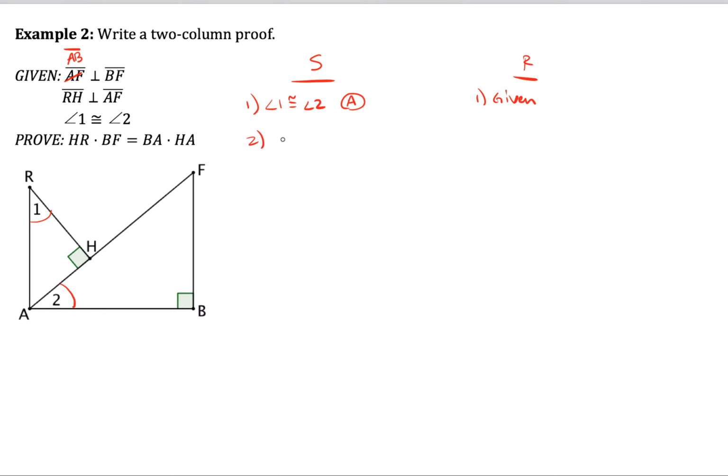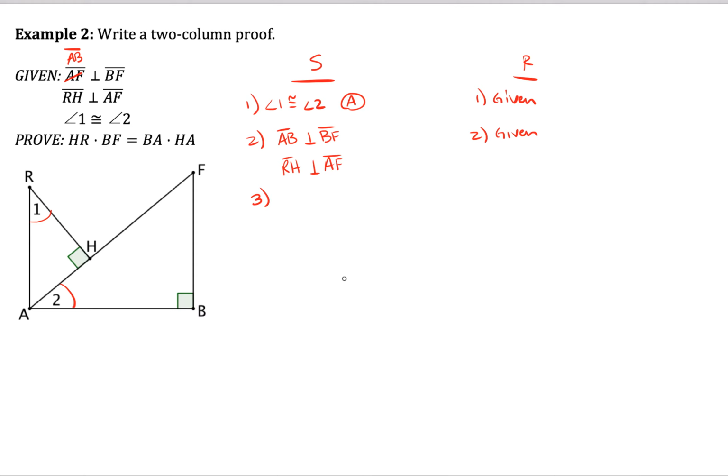Now I'll go to my other piece of given information, which is segment AB perpendicular to segment BF, and segment RH perpendicular to segment AF. I'll put those both in the same statement since they are both given. Now, what does that tell me? Why is it important to know that these two are perpendicular and that these two are perpendicular? Well, we just talked about it. It tells me that I have at least two right angles, and those right angles will end up being congruent.